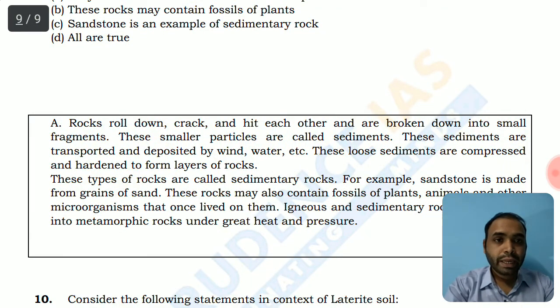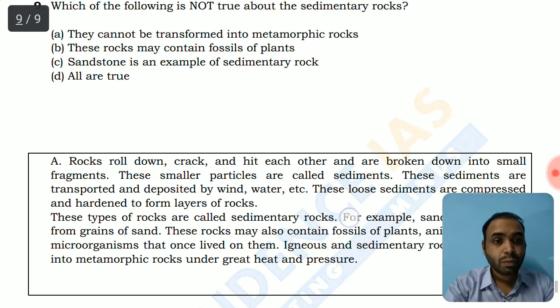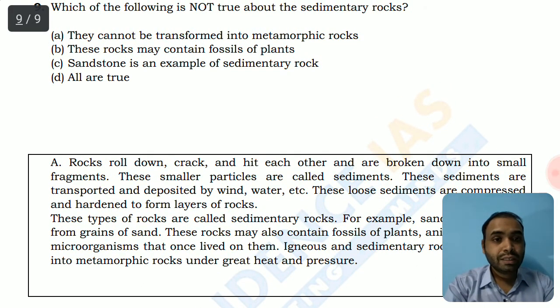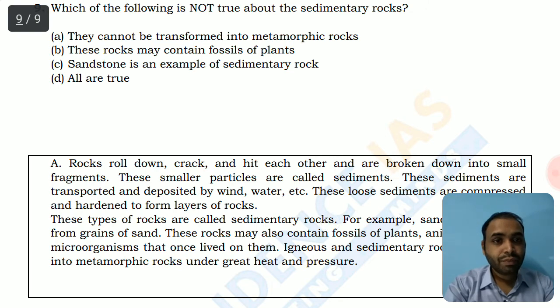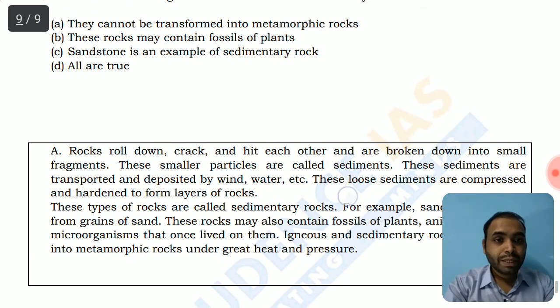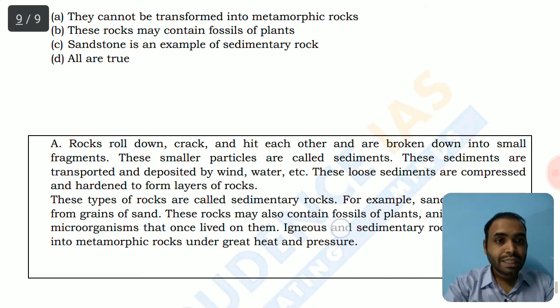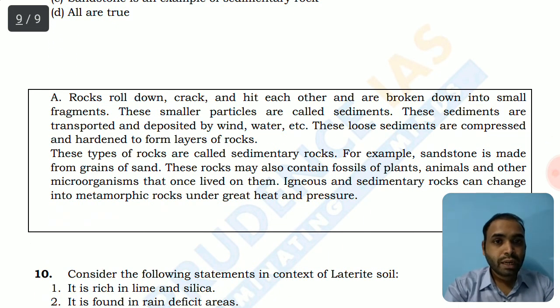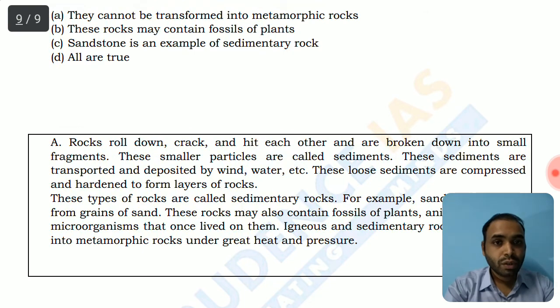Rocks roll down, crack, and hit each other and are broken down into small fragments. These small particles are called sediments. The sediments are transported and deposited by carriers for the formation of the sedimentary rocks. These are wind, water, etc. Even they can be transported by animals also. These loose sediments are compacted and hardened to form layers of rock. So these types of rocks are called sedimentary rocks.